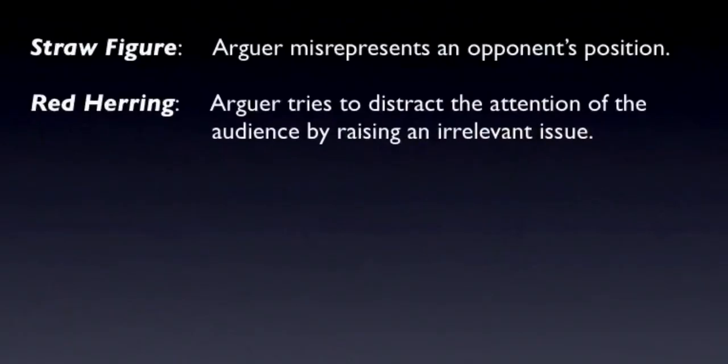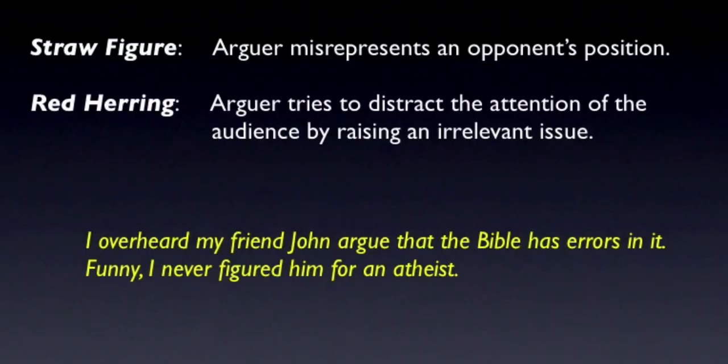Here's a summary of the points just made. To illustrate the difference, consider this. I overheard my friend John argue that the Bible has errors in it. Funny, I never figured him for an atheist. This is a straw figure, not a red herring, since the conclusion being drawn is related to the main argument that his friend is making about the Bible. But it's clearly working off of a distorted or exaggerated version of it, if it equates biblical fallibilism with atheism.